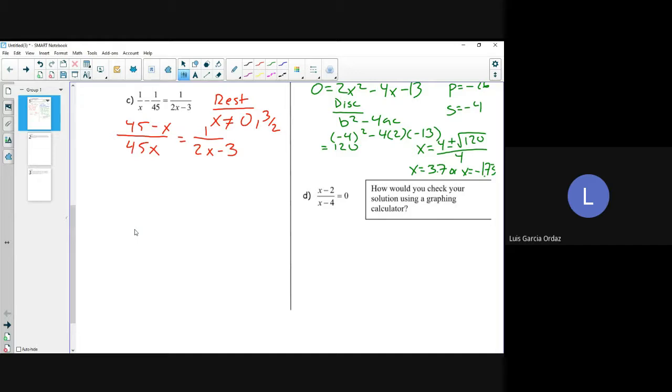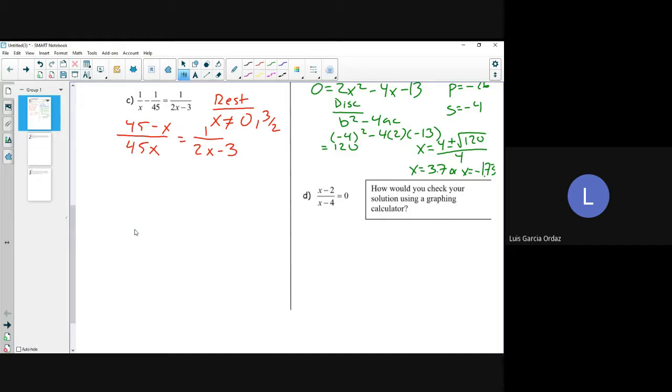Wait, so now would it be a restriction? It's still 0, and it's still 3 over 2. No, but 45 is attached to the x. Yeah, and it's still 0. It doesn't change. So what's 45 times 0, Yusuf? No, sir, that's not what I'm saying, because you know how, wait, what?